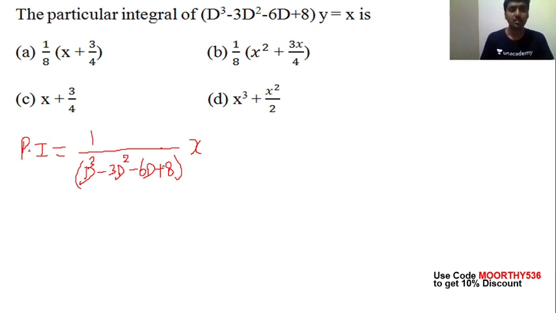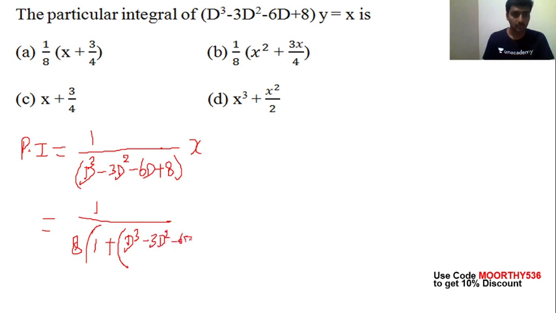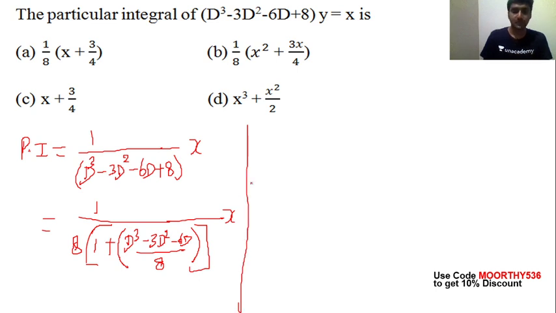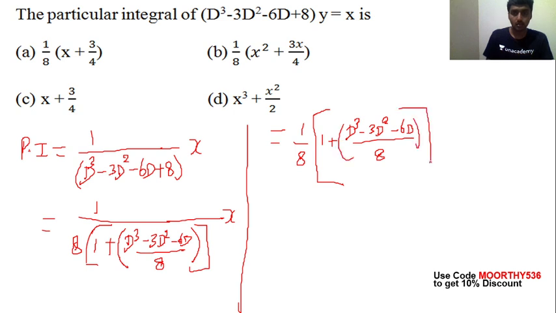So I am taking the 8 commonly from the equation. Here, 1 divided by 8, when you take the 8 out, 1 plus the remaining things are taken as x: D cube minus 3D square minus 6D divided by 8, into x. So we have to take this denominator into the numerator. When we do that, we get 1 divided by 8 into 1 plus (D cube minus 3D square minus 6D divided by 8) the whole power minus 1, into x.